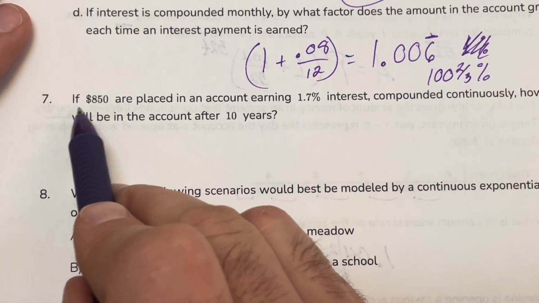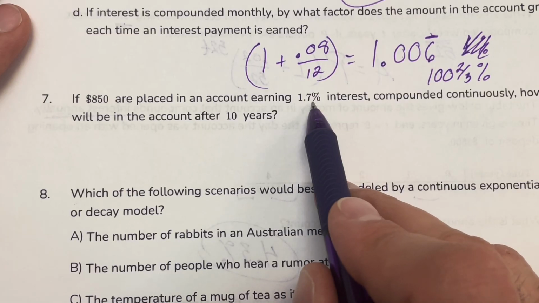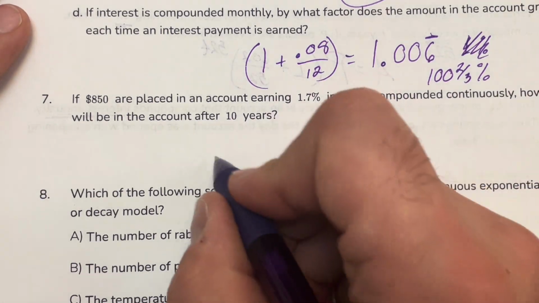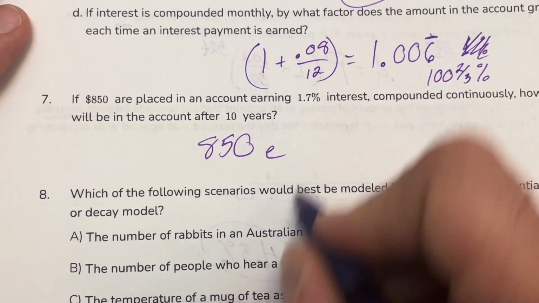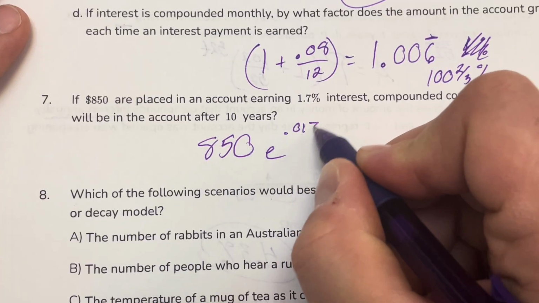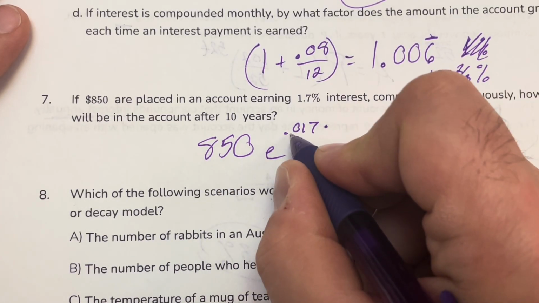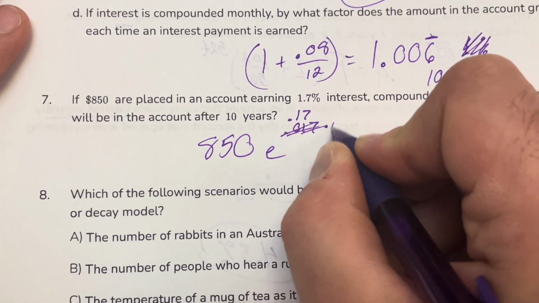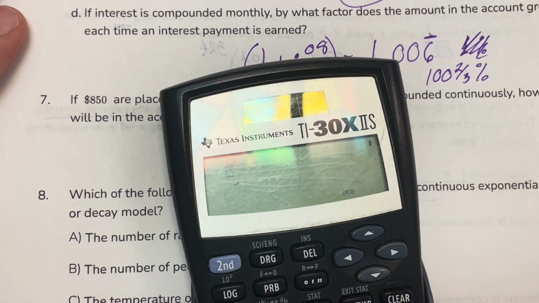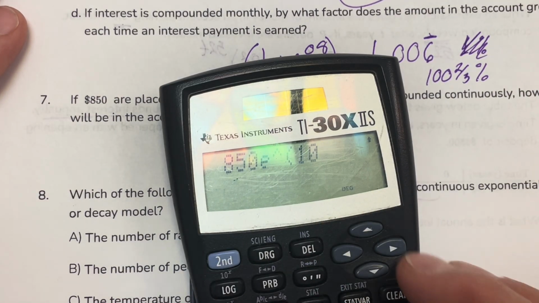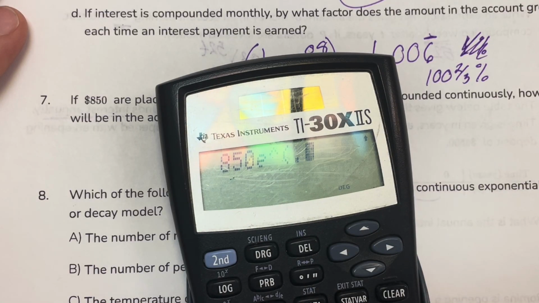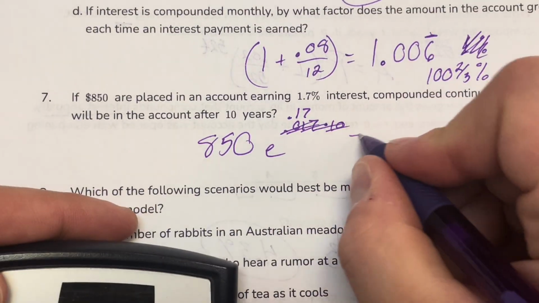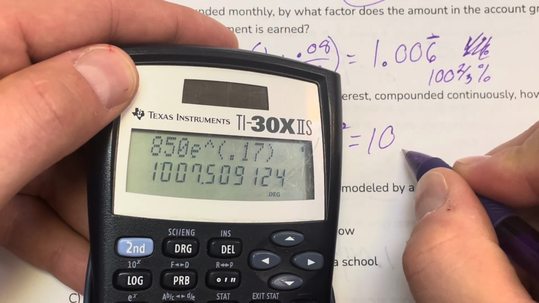If $850 is placed in an account earning 1.7% interest compounded continuously, how much will be in the account after 10 years? So we are using our 850 e to the power of 0.017 times 10. So this would be 0.17 is our power when we multiply it by 10. So 850 e raised to the power of 0.17. So $850 after 10 years at that rate turns into $1,007.51.